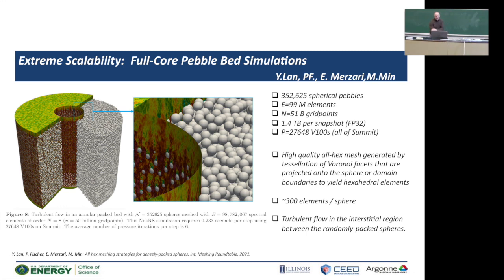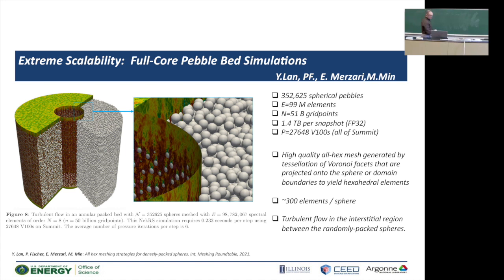Okay, here's another calculation. 99 million spectral elements, polynomial degree 8, actually. It's 350,000 pebbles in a bed. 50 billion grid points. We ran on all of Summit. About 1.4 terabytes per snapshot, FP32. It's a very high quality all-hex mesh generated by a Voronoi cell technique, about 300 elements per sphere.